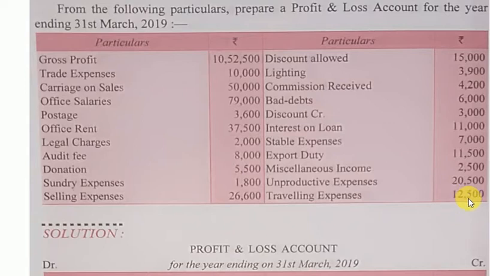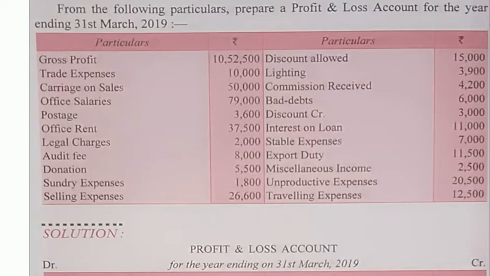With the help of this information, since the gross profit is given in this question, we will not have to prepare the trading account. The result of the trading account, that is the gross profit, is being given. So with the help of this gross profit, we'll have to prepare the profit and loss account for the year ended 31st March 2019. So let's proceed towards the solution.